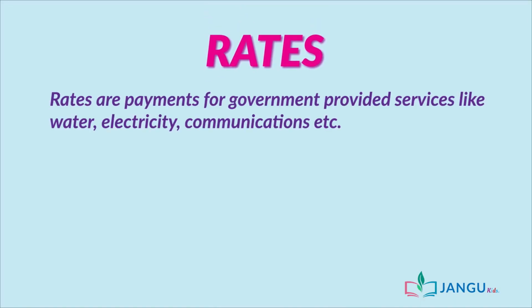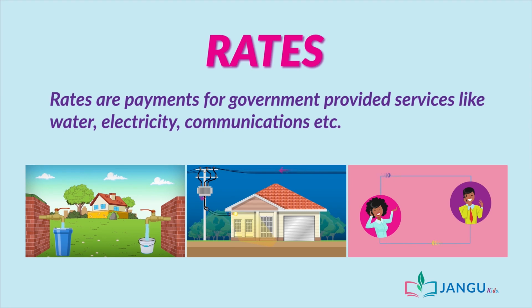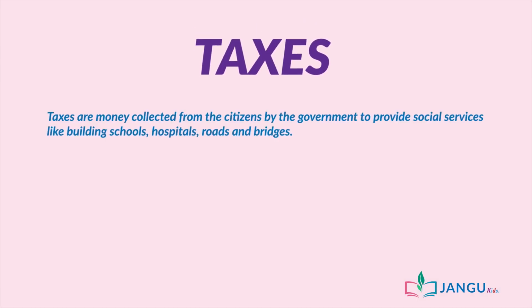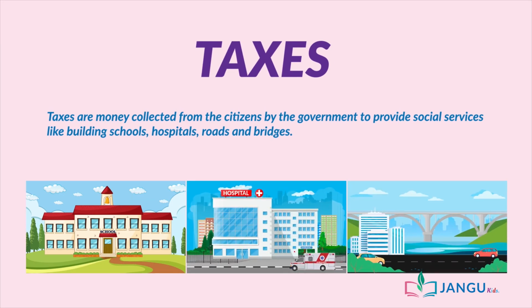Rates are payments for government-provided services like water, electricity, communication, etc. At times, the amount depends on the consumption. Taxes are money collected from the citizens by the government to provide social services like building schools, hospitals, roads, and bridges. The tax collected is also used to maintain these services.